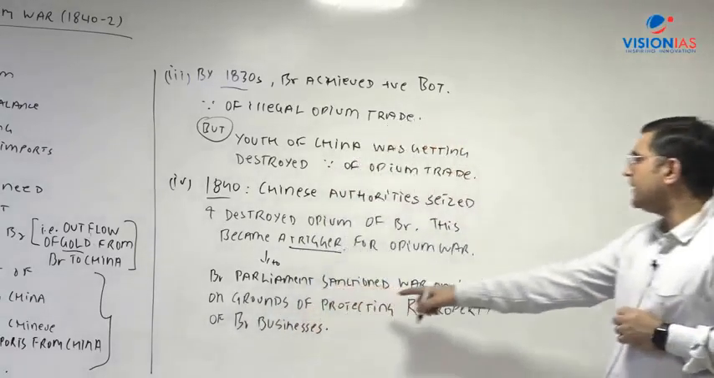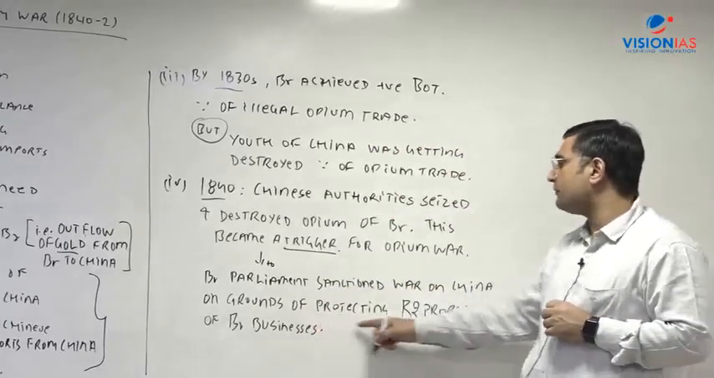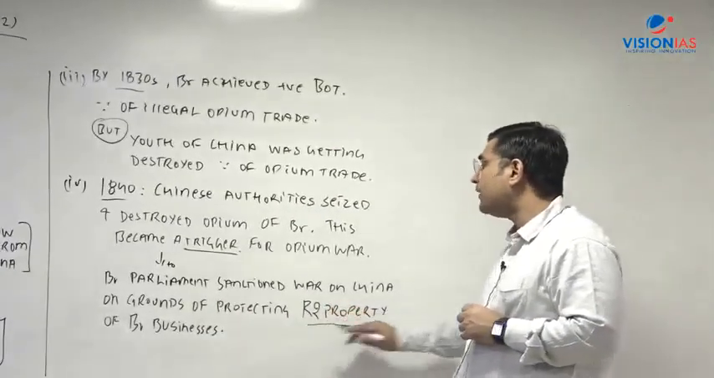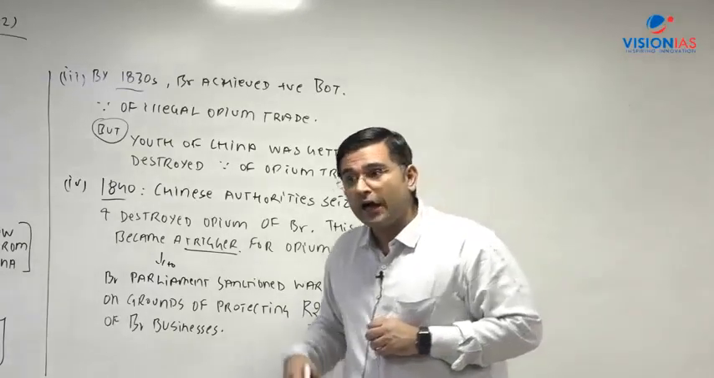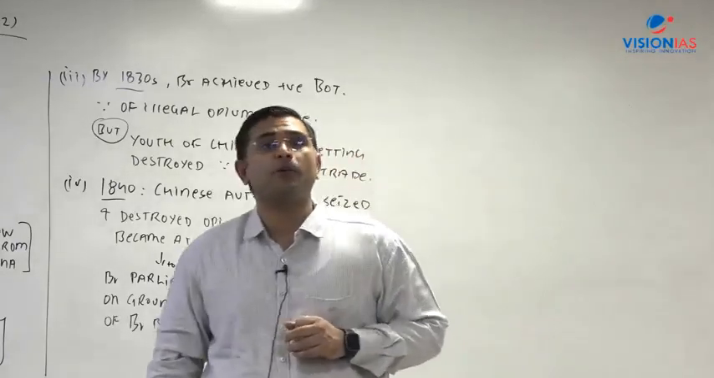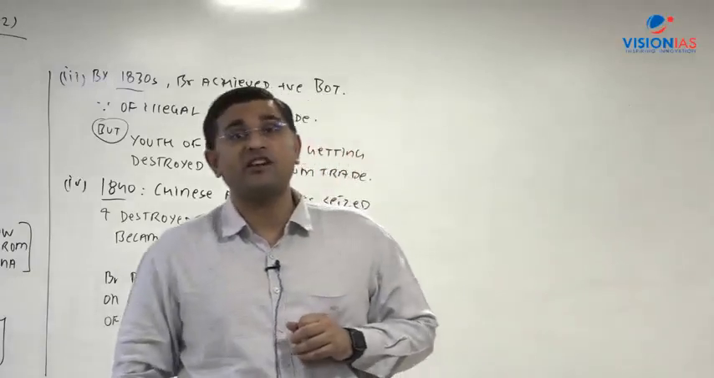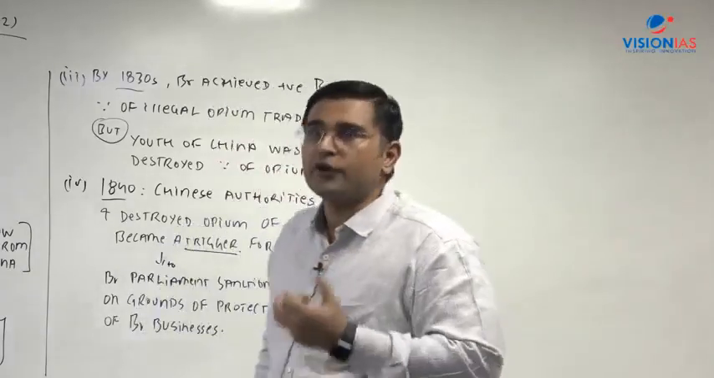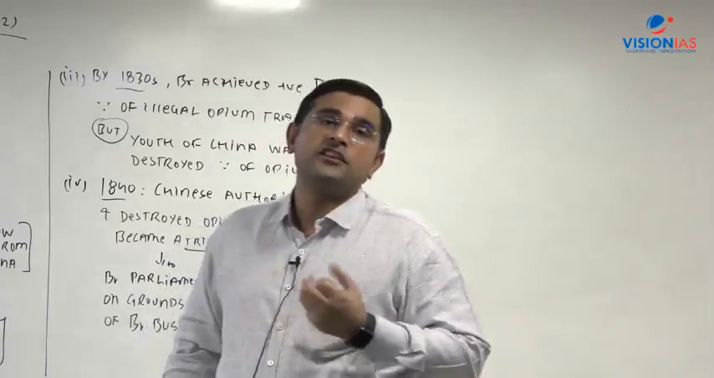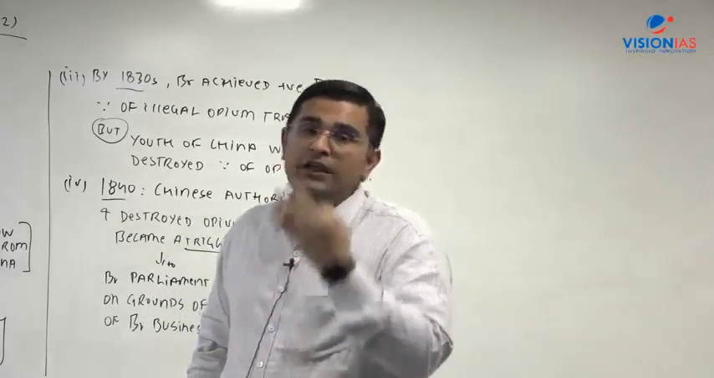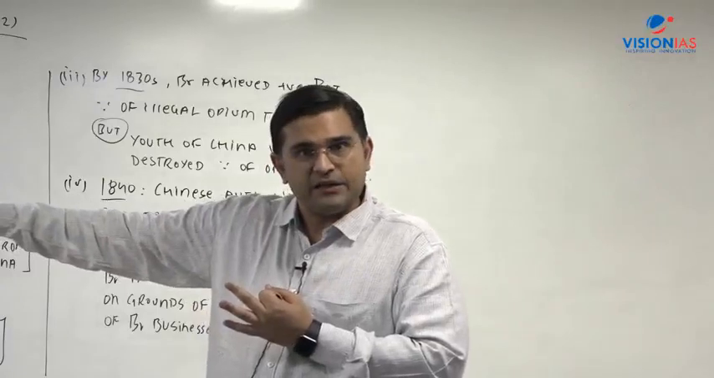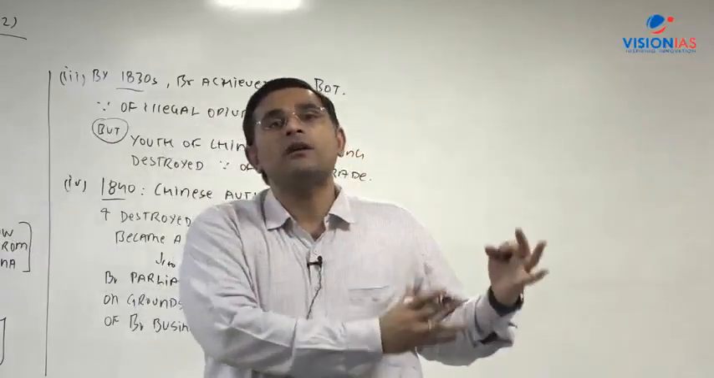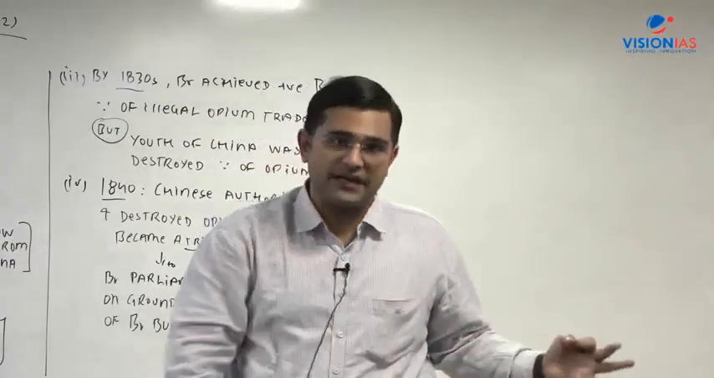The British Parliament sanctioned war on China on grounds of protecting the right to property of the British businesses. That opium is the property of the British businesses, and how dare the Chinese destroy the property? Where is security of property? Democracy gives security of property. So therefore, we are going to protect the right to property of these British businesses, and therefore we are going to wage war. Imagine destruction of the youth of China on one side and security of property for the British businesses on another side. Right?